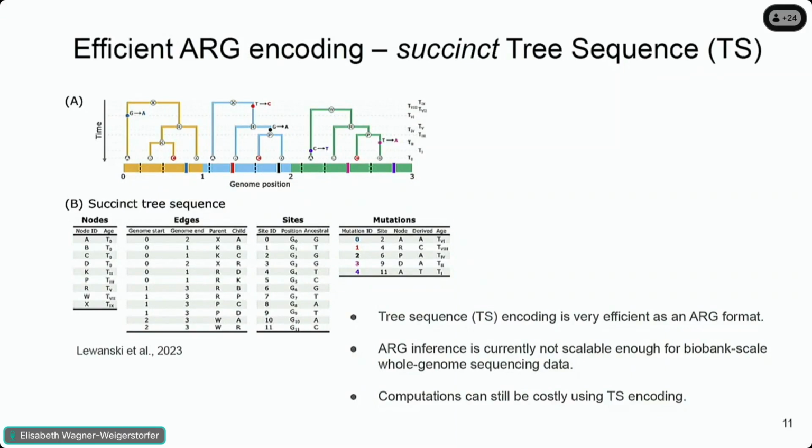So that's another reason. And the third reason we think it's probably not the format we're looking for is that not all computations can be done efficiently on the ancestral recombination graph, especially if we care about statistical genetic analysis, then we want efficient linear algebra operations on top of the graph.